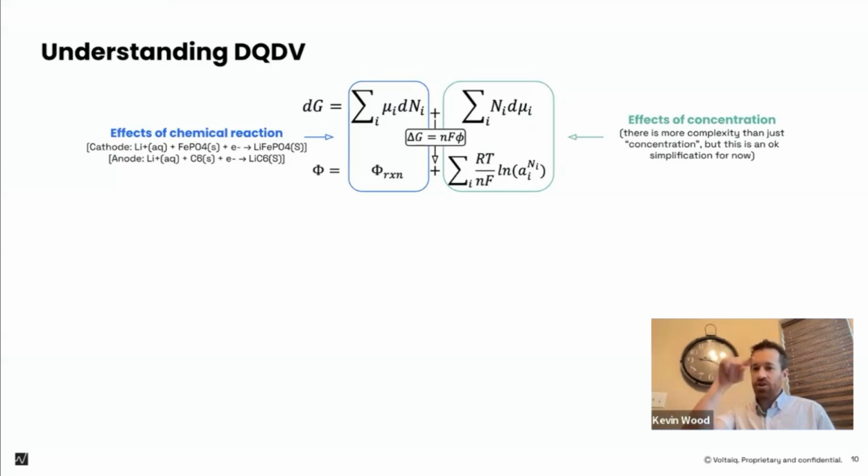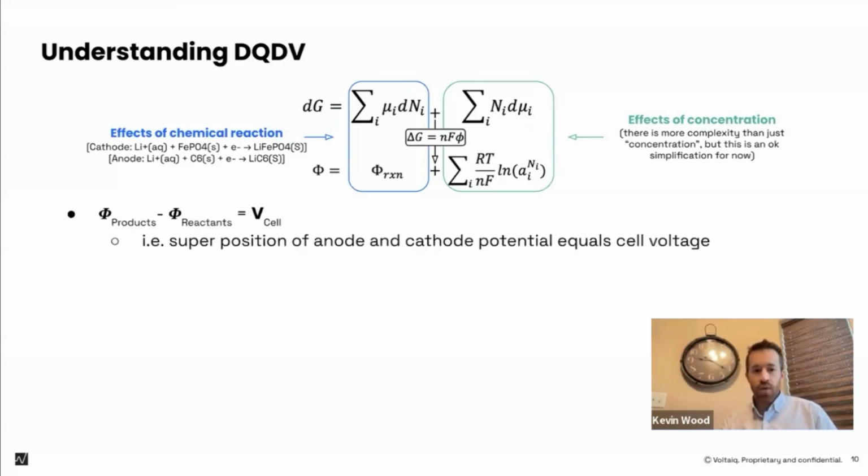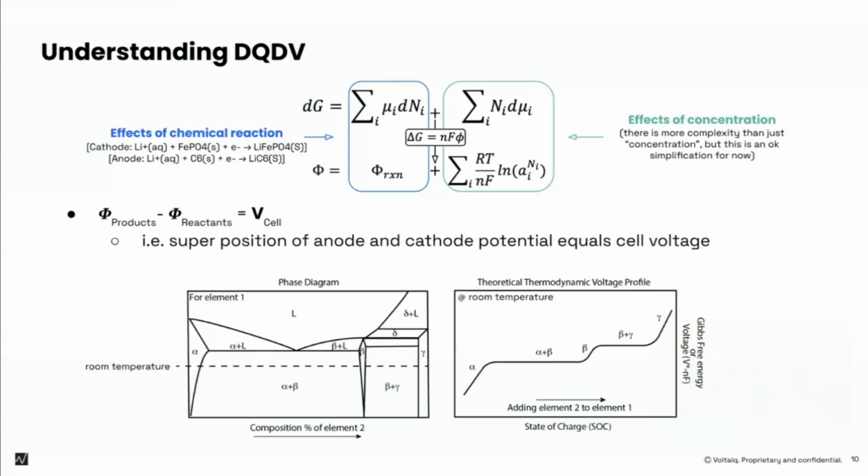This is where it is exponential, then a little bit flatter, and then exponential again. That traditional shape is actually due to moving from a lot of reactants and no products to a lot of products and no reactants. These are in potentials, right? So the difference between the products and the reactants gives us the cell voltage. Basically, the superposition of the anode and cathode gives us the actual voltage of the cell. Down here I've created a hypothetical example in an idealized world, just showing what this might look like.